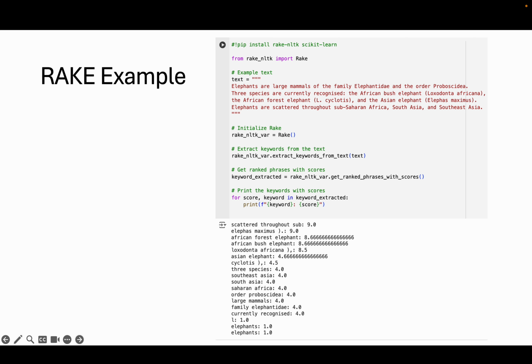This method processes the text and identifies the key phrases based upon their frequency and co-occurrence scores. The get ranked phrases with scores method then returns the ranked key phrases along with their scores. As we can see in the output, phrases like African bush elephant and African forest elephant are given the highest scores. This indicates that they're important in the text. This example demonstrates how RAKE can efficiently extract meaningful keywords from a body of text, making it a valuable tool for text analysis.